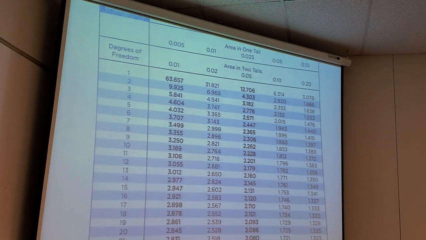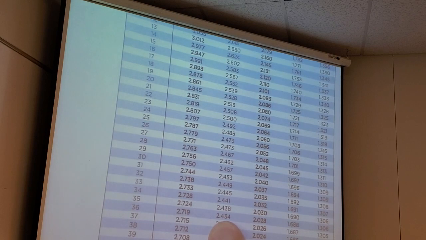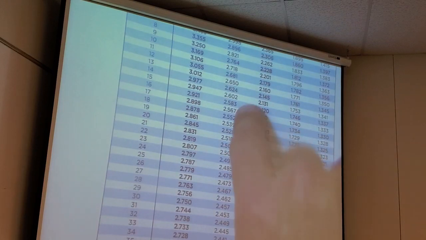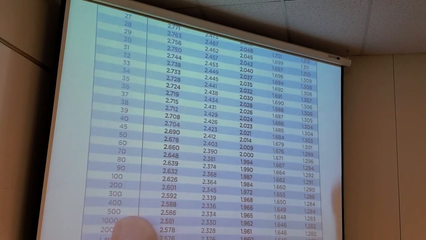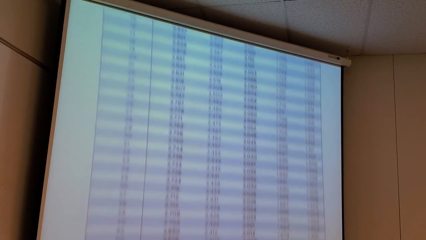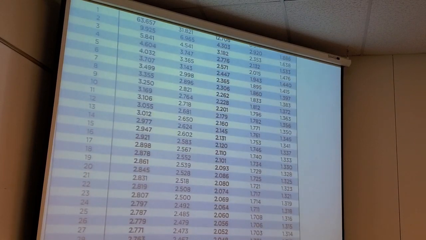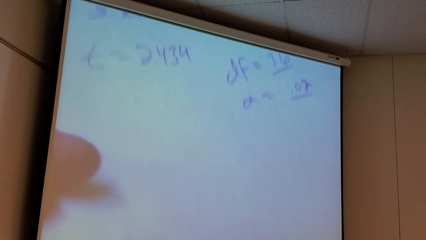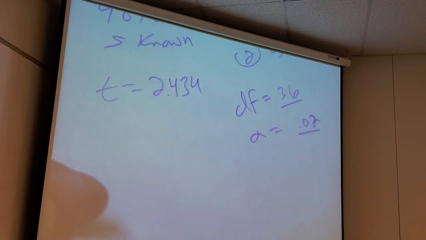What'd you guys get? 2.434. So the way this chart works, if I stop, I get a t-score. If I go all the way to the bottom, I get a z-score. So t would be, what did we say, 2.434? Yeah, okay.